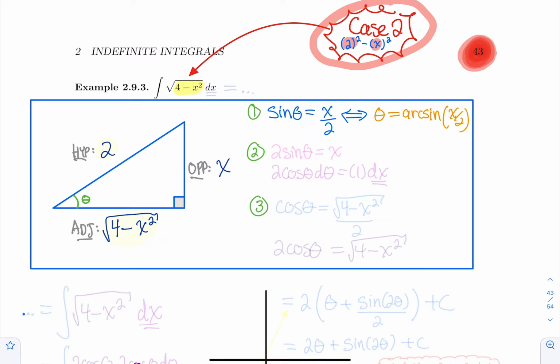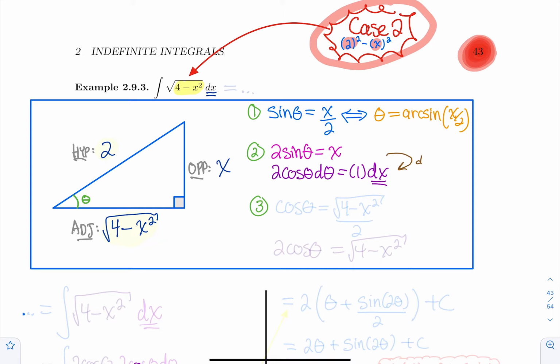Remember, the second step is purely computational. Let's isolate x by multiplying by 2. So we get 2 sine theta is equal to x. Now you differentiate 2 sine theta, and you get 2 cos theta d theta. The derivative of x is 1 dx. It's a bit redundant here, but just to really see it, I'm going to use the dx for my formula at some point. Purely computational: isolate x, compute a derivative, and you get your step 2.